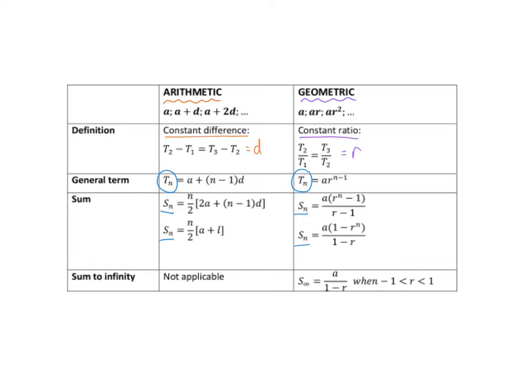Lastly, we had a look at the sum to infinity, which is not applicable for arithmetic sequences, but for geometric sequences, we have our sum to infinity only if the constant ratio is between -1 and 1. We are now going to use all this knowledge that we have to solve simultaneous equations.